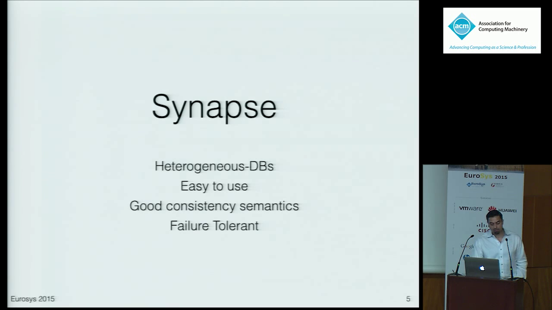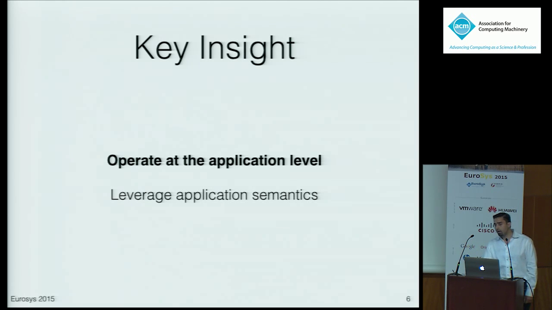We present Synapse, the first system that solved the database replication problem with all the requirements that we need, namely, compatible with many databases, ease of use, good consistency semantics at scale, and failure tolerance. We'll solve this problem specifically in the context of web applications. And our key insight is simple. Instead of operating at the database level, like most of the previous approaches, we operate at the application level. And by operating at a much higher level of abstraction, we're able to fulfill our desired guarantees with little effort by leveraging the semantics of traditional web applications.